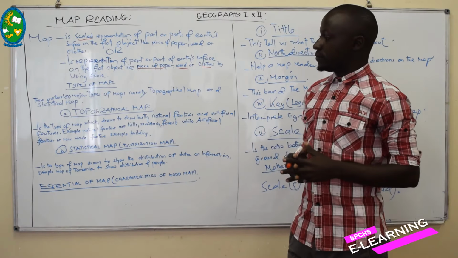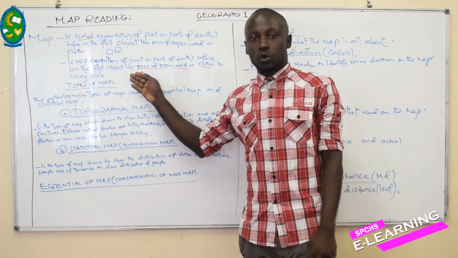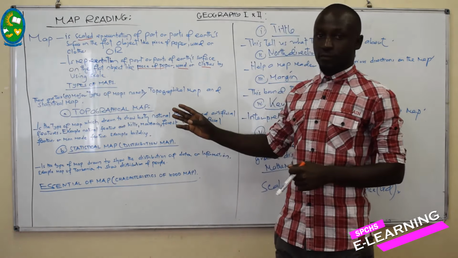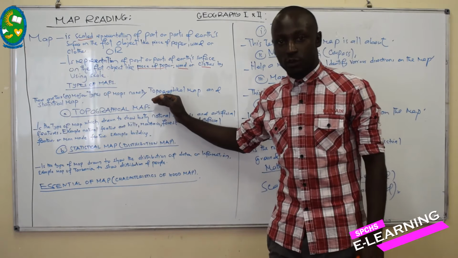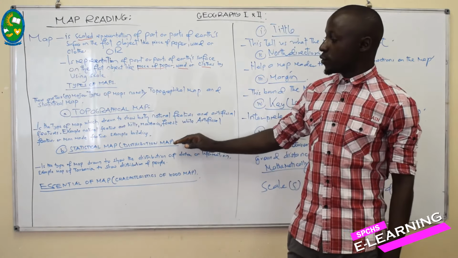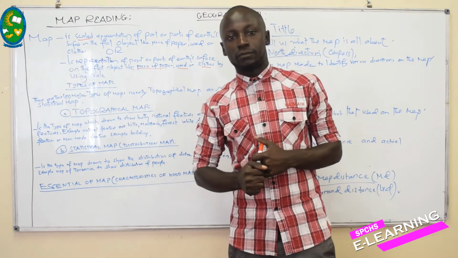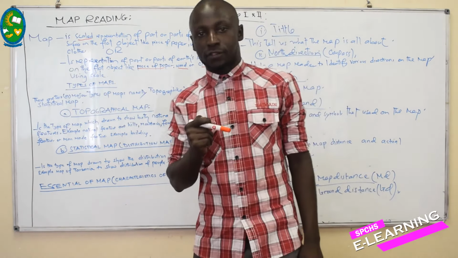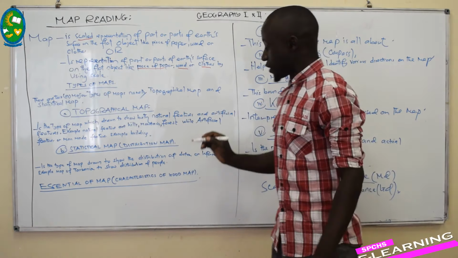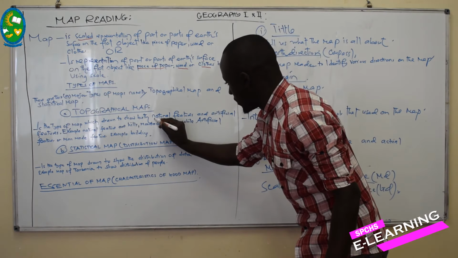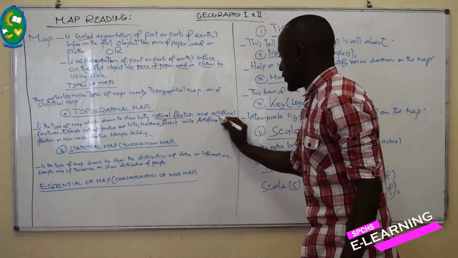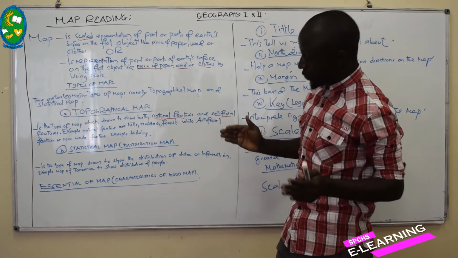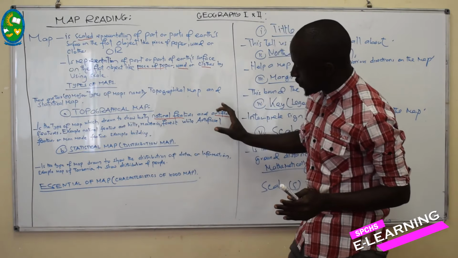After understanding what is map, we are going to discuss types of map. We have so many types of map, but the major ones are two. The first one is topographical map, and the second one is statistical map. Starting with the topographical map. What is a topographical map? This is the type of map which is drawn to show both natural features and artificial features. The key terms which should be in your definition are natural features and artificial features. So topographical map, as the name portrays, is the map which shows natural features and artificial features.